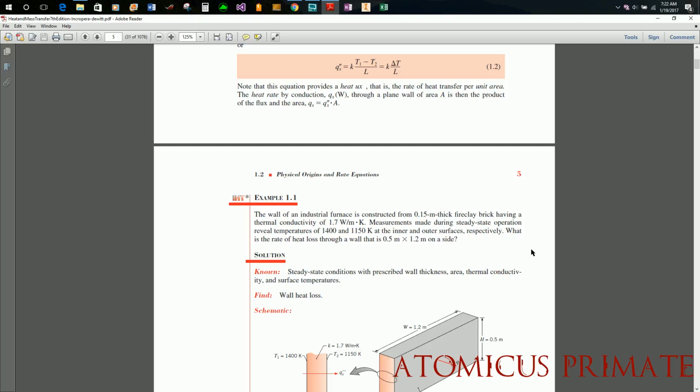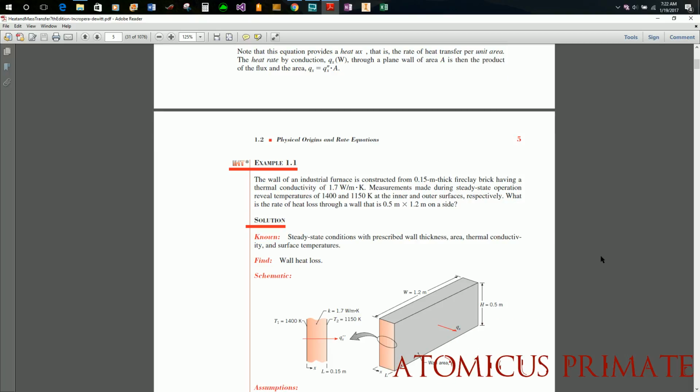Example 1.1. We'll see if we're going to continue reading examples because it often doesn't play well in reading. But here we go. The wall of an industrial furnace is constructed from 0.15 meter thick fire clay brick having a thermal conductivity of 1.7 watts per meter dot Kelvin. Measurements made during steady state operation reveal temperatures of 1400 and 1150 kelvins at the inner and outer surfaces respectively. What is the rate of heat loss through a wall that is 0.5 meters by 1.2 meters on a side?